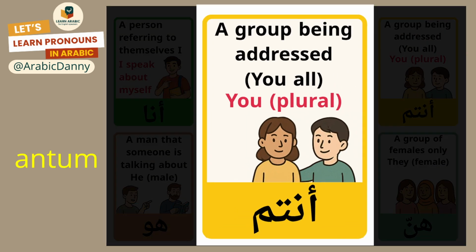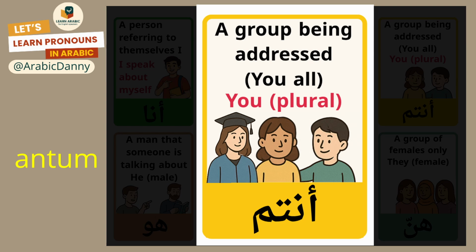Now let's learn the word أنتم. It means you when speaking to a group of people. In Arabic, we use different words, depending on how many people we are talking to. So أنتم is used when you're speaking to two or more people, usually men or a mixed group. For example, أنتم طلاب means you are students. أنتم أذكياء means you are smart.